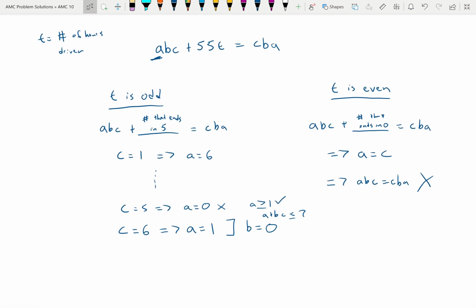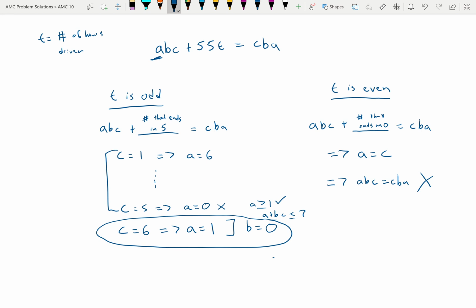If I were to make C bigger, so if C were 7, A would have to be equal to 2, but already we can see that 7 plus 2 is bigger than 7. So we wouldn't be able to increase C anymore. None of these values work, and no other values of C are going to work. So these have to be the values of A, B, and C.